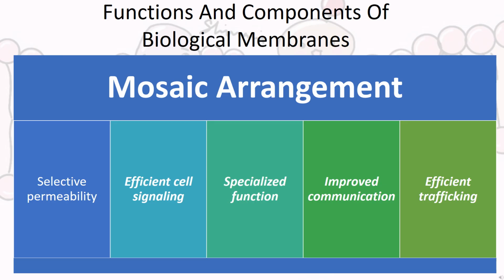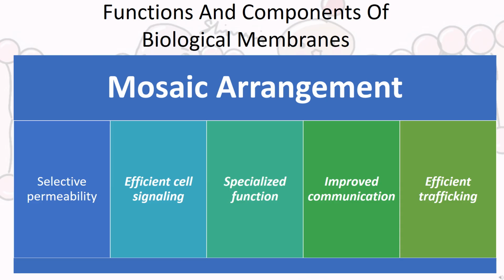Mosaic arrangement. Singer and Nicholson's model likened the cell membrane to a mosaic, i.e., made up of various components, such as lipids, proteins, and carbohydrates. This contributes to the cell membrane asymmetry. The differential distribution of lipids and proteins between the two leaflets of the lipid bilayer of the biological membranes renders them distinct properties and functions.